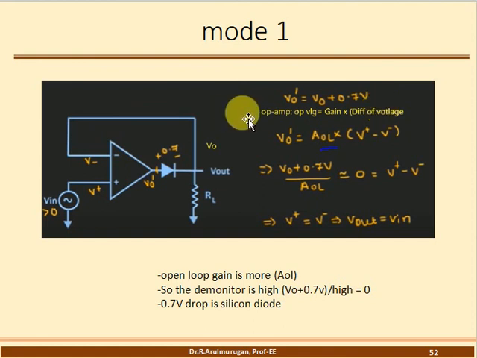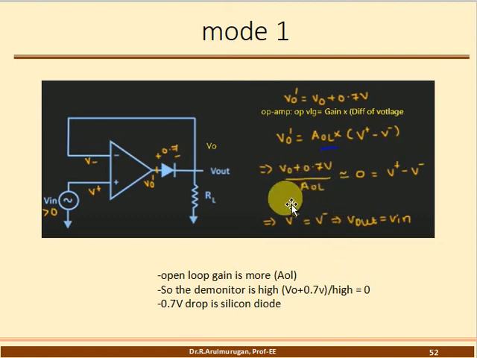Now I substitute this V naught value into the equation. In place of V naught, I replace V naught plus 0.7 volt, multiplied with these parameters. I move the gain to the other side, so the gain comes here. So it is equal to V plus minus V naught.